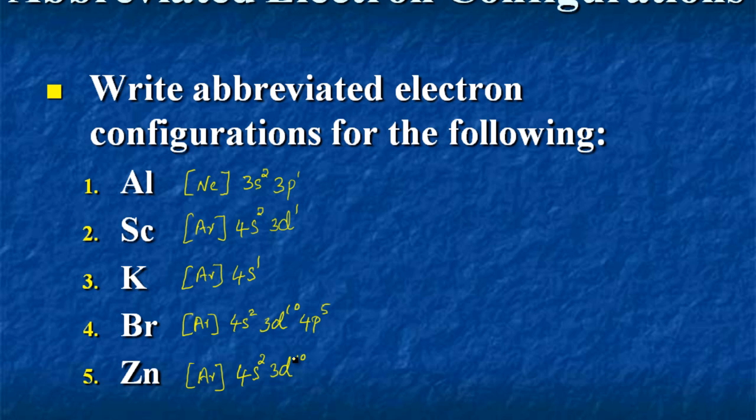So these are the abbreviated electronic configurations. Find the noble gas before it, and then wherever the element is in that period, you have to write everything. So you are writing only the last period's configuration. Before that, everything you are showing as the noble gas in square brackets. Okay, let's test this also.